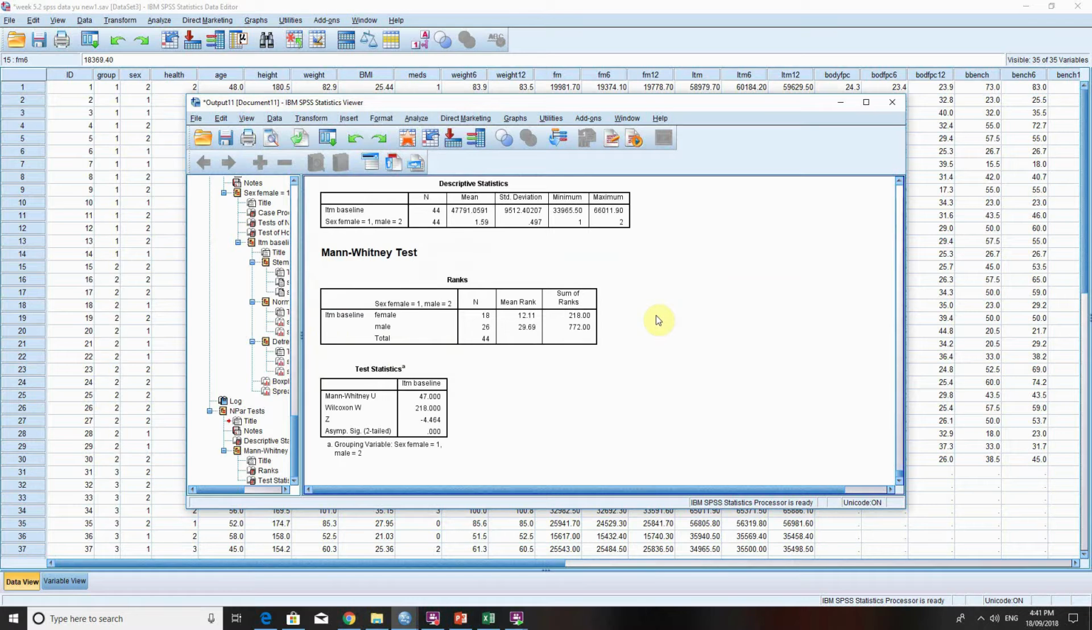So then we get this output. The only important things we want you to report in this Mann-Whitney U-test is the U statistic, which is 47 in this case, and the significance value, which is P less than 0.001 in this case. So you could say something like: a Mann-Whitney U-test was run as the data was determined to be not normal. It was found that there was a significant difference in lean tissue mass at baseline between men and women, U equals 47, P is less than 0.001, and that's all we'd need you to report.